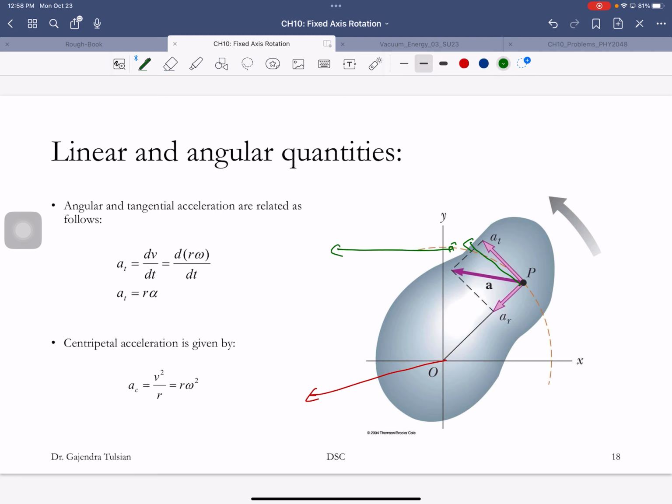You guys understand? The magnitude of the velocity is changing, and because of that, it has tangential acceleration. Tangential acceleration is when your speed is changing. The direction of the velocity is also changing, and so you have radial acceleration, which we also call centripetal acceleration. So if this point has angular acceleration, then it will have tangential acceleration and centripetal acceleration, and that'll be its total acceleration.